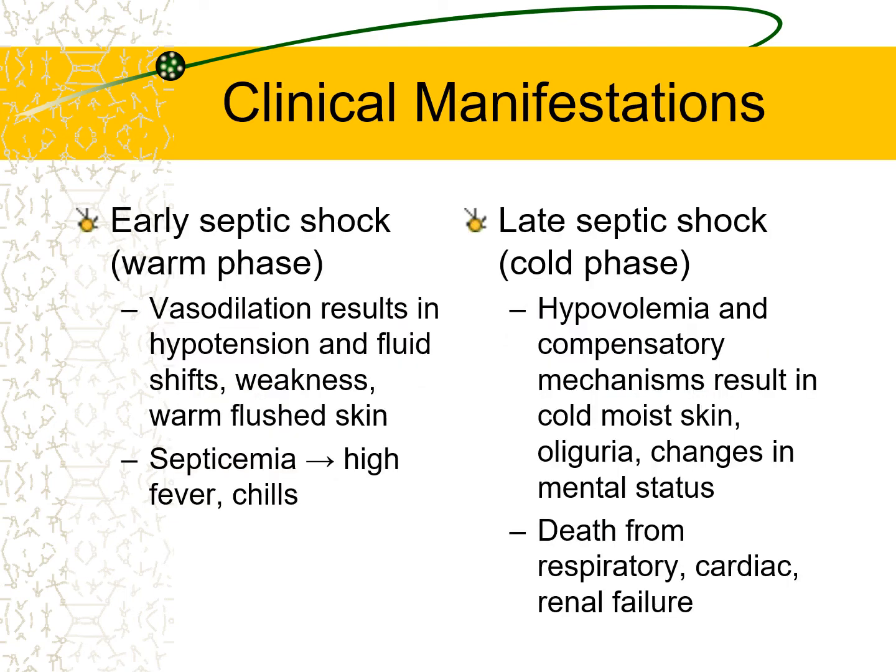Signs and symptoms of septic shock vary. We have 2 phases of septic shock. So of all the 3 distributive shocks, septic shock is distinguished in the fact that it has 2 different phases. The early phase, or warm phase, is where the patient demonstrates warm, flushed skin and likely has high fever and chills.